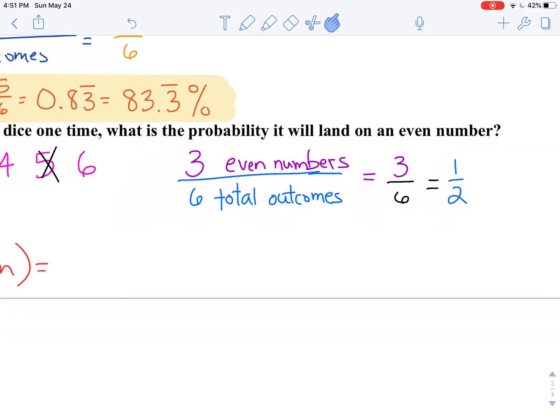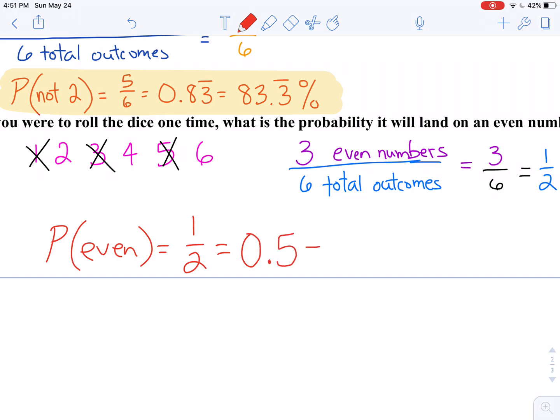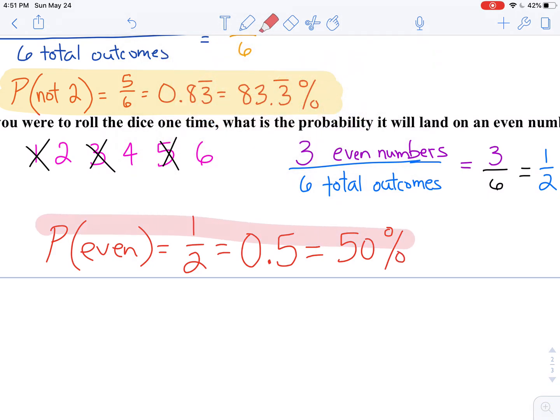So for my very final answer, I have the probability of an even number is the fraction 1/2, or 1 to 2, equals the decimal 0.5, equals 50%. And I'm going to highlight that. This is your last answer on your page. You need to have that on your page for credit.